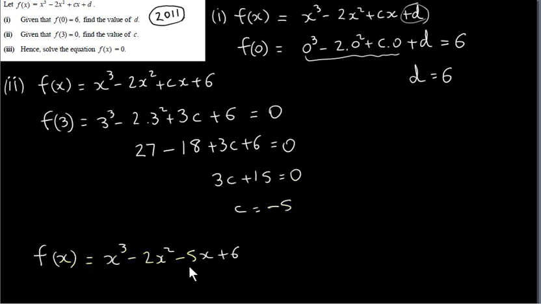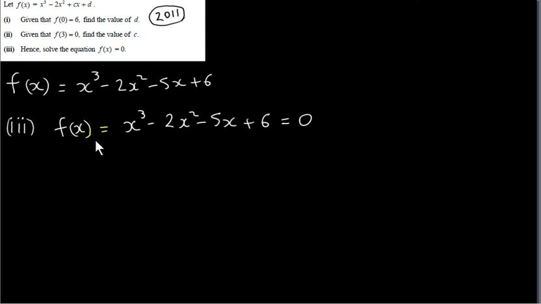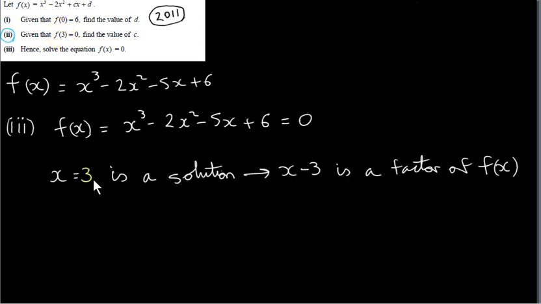So now we have our complete function. It's a cubic function. In part 3, we want to solve the equation f(x) = 0. Now, we already have one solution. It comes from part 2. We saw that f(3) is equal to 0. So that means that 3 is a solution.